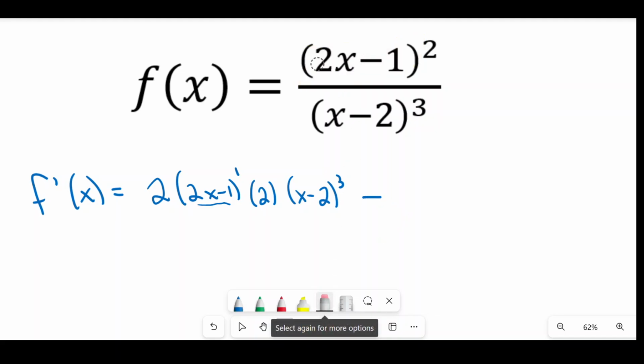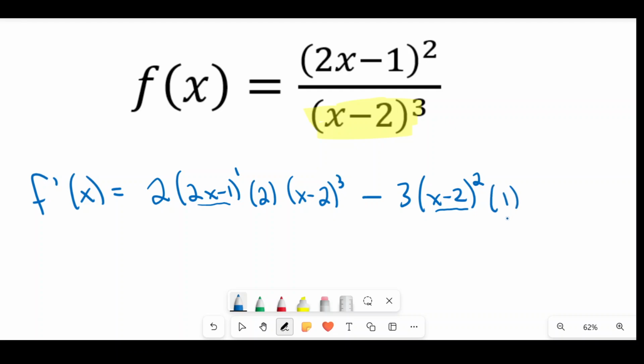Now I need to take the derivative of the bottom function. So looking at the bottom function, I have another power of a function rule to use. So 3 times the bracket, and then subtract 1 from the exponent. And looking inside that bracket, I need to take the derivative. Well, the derivative is just 1, so again, I don't need to write it, but I'm doing it just to show all the process. And then I need to multiply that by the top.